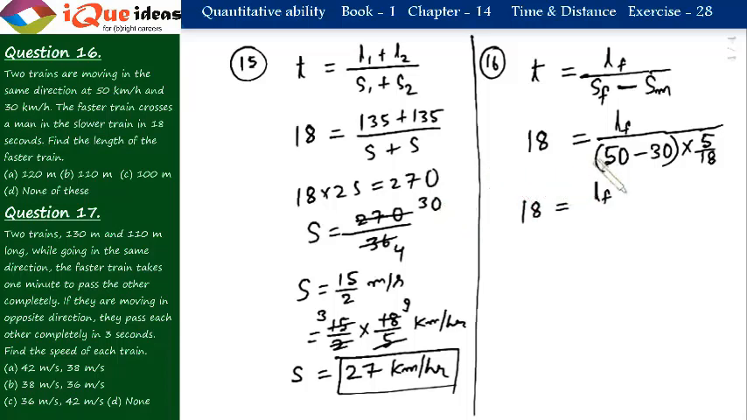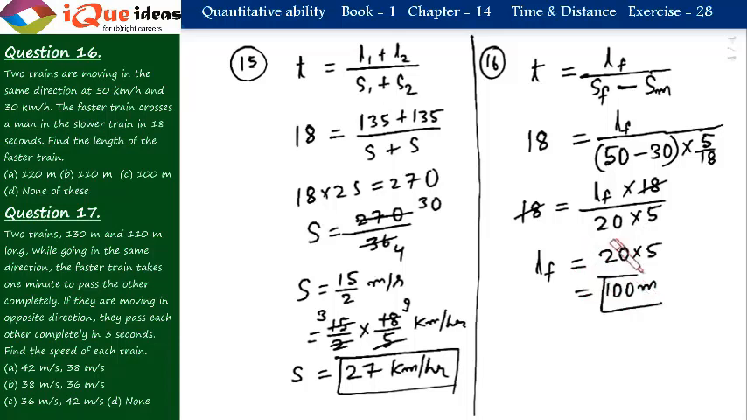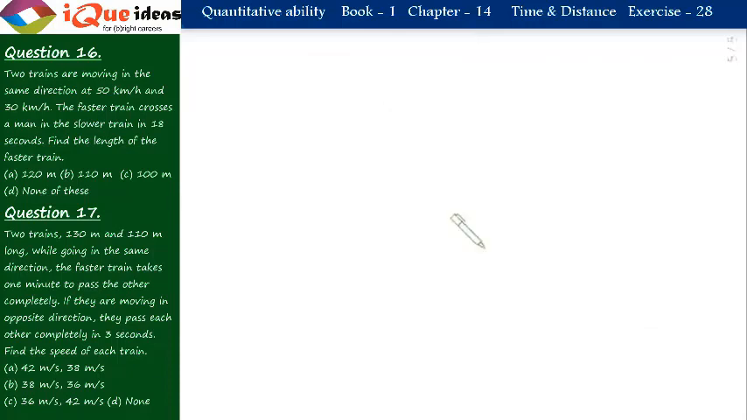So it will look like 18 is equal to length of faster train into 18. 18 goes to the numerator here, and in the denominator we have 50 minus 30, that is 20, into 5. So 18 and 18 are cancelled, and the length of the faster train would be equal to 20 into 5, which is 100 meters. Right? So the length of the faster train in this question is 100 meters.